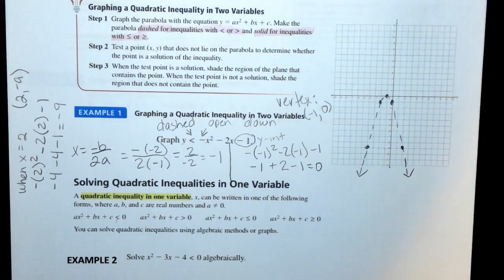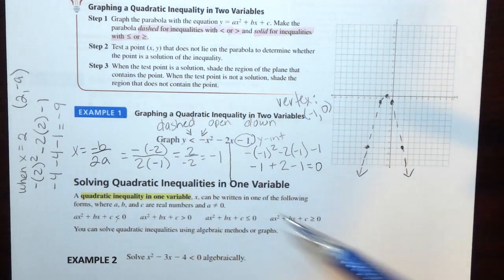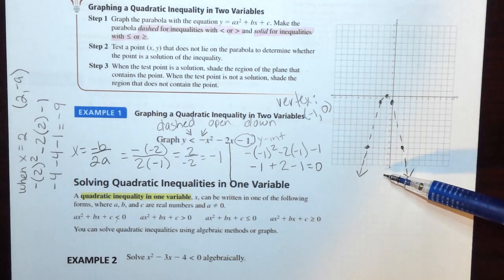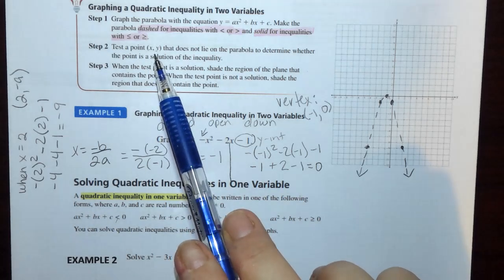With inequalities though, remember it's not just one number, it could be a multiple of numbers. So in this case it's telling us y is less than these. So it sounds like we're going to shade this inside. But to be 100% sure, we can do step 2 and test a point.